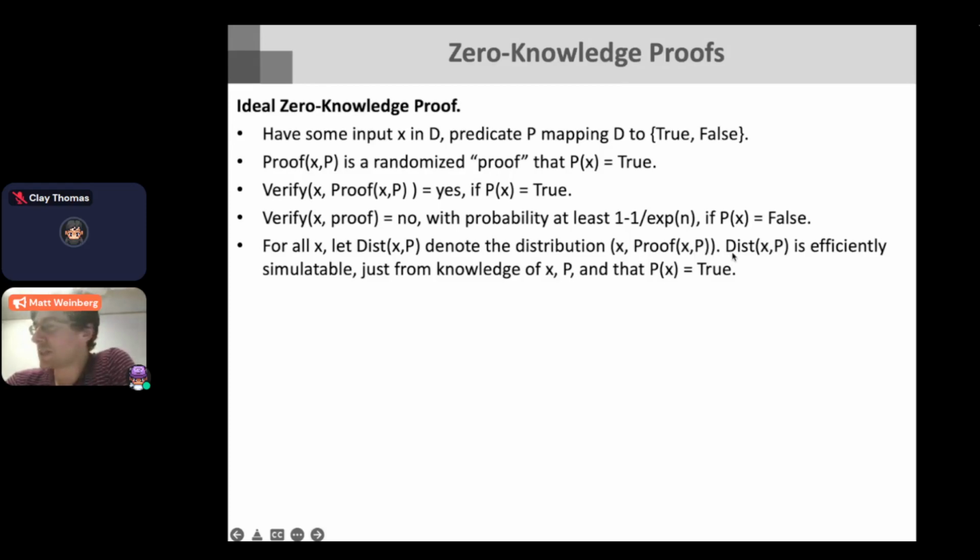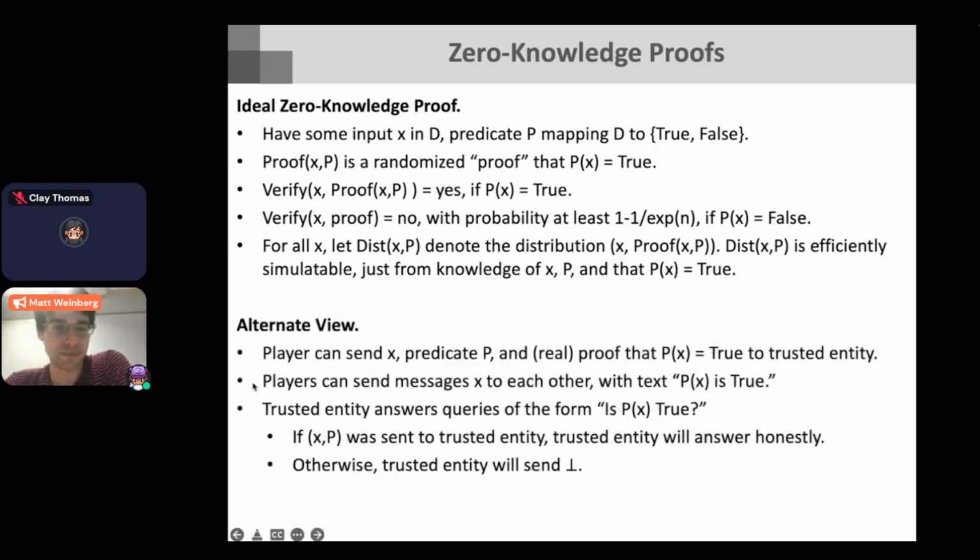Now, what does it mean to say that you learned nothing? This is what zero knowledge means. Well, if I can sample from this distribution just by knowing x, just by knowing p, and that p of x is true, then what have I really learned by seeing proof of x, p? It's just a draw from a sample, a sample from a distribution that I already knew. So have I really learned anything by seeing that? I'll give you an example of that in a second that'll make it more concrete.